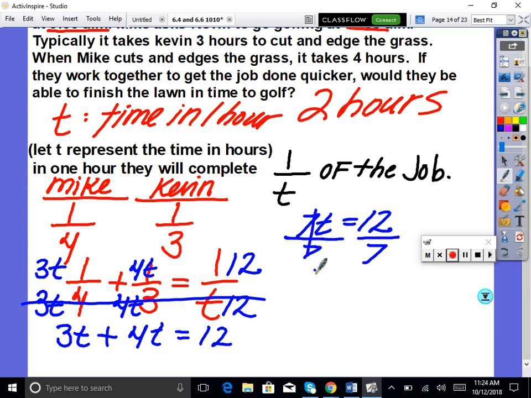Divide by 7. So our time is equal to 12 divided by 7, which is 1.7. It took them 1.7 hours, everyone. They needed 2 hours, so we're all good here. 1.7 hours.